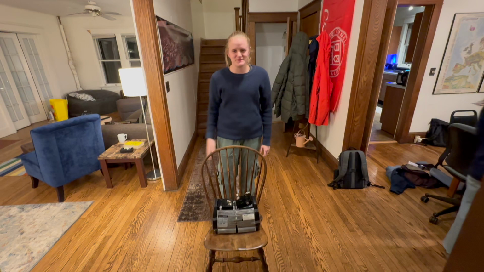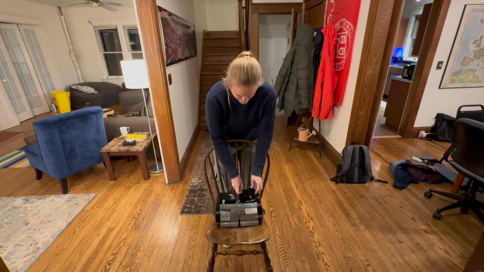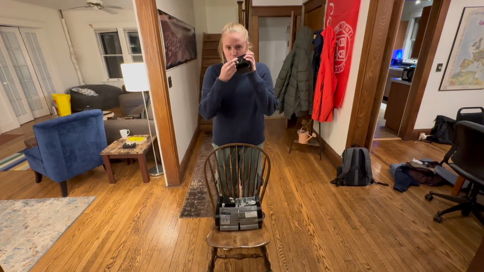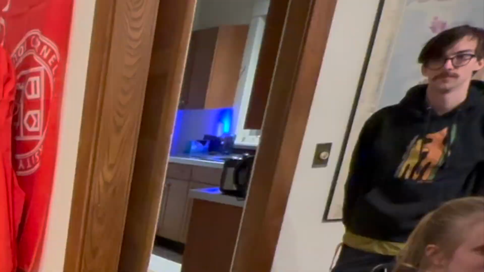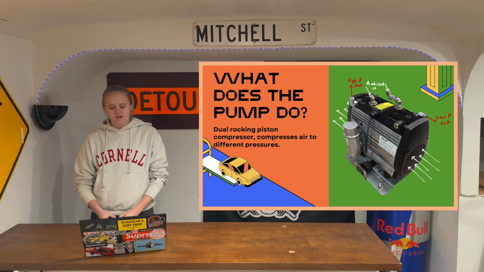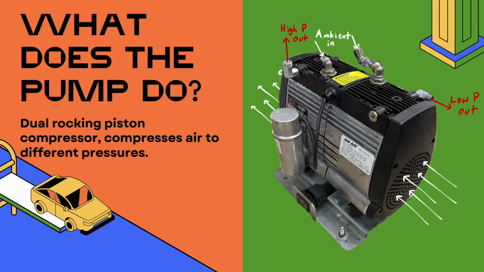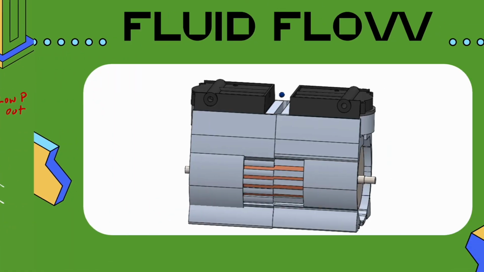Welcome to my home. This is my air compressor. This is a dual rocking piston compressor. It is used to compress air to two different pressures through the high and low pressure sides.